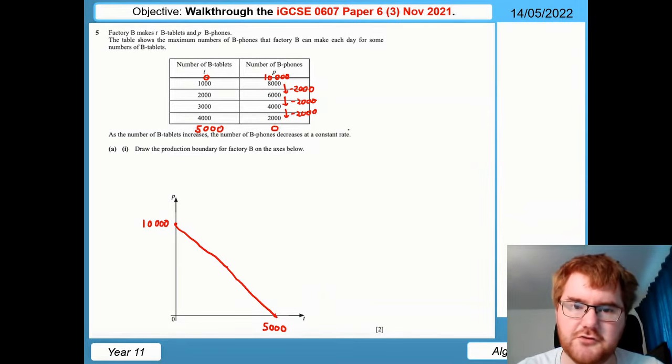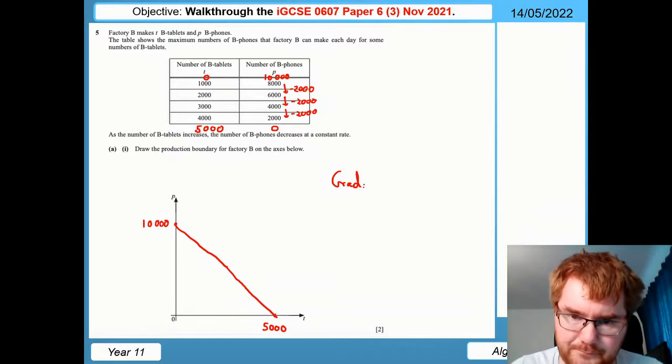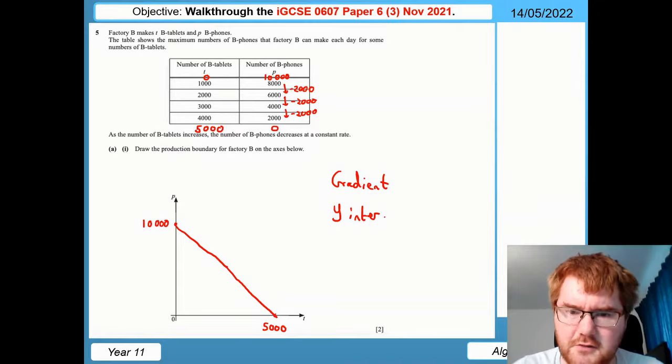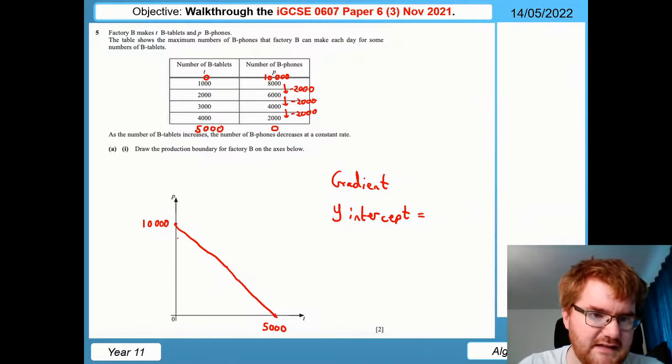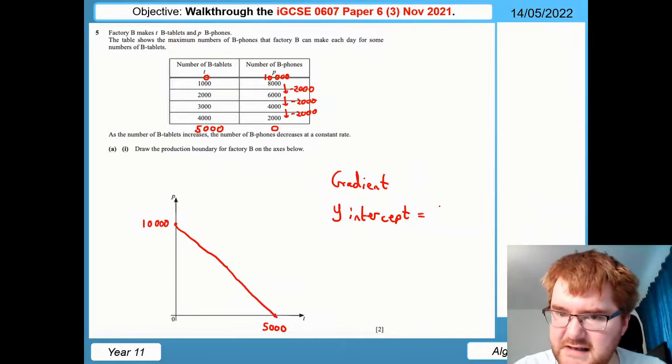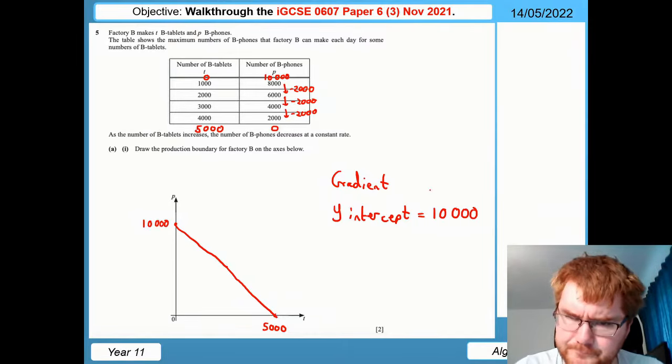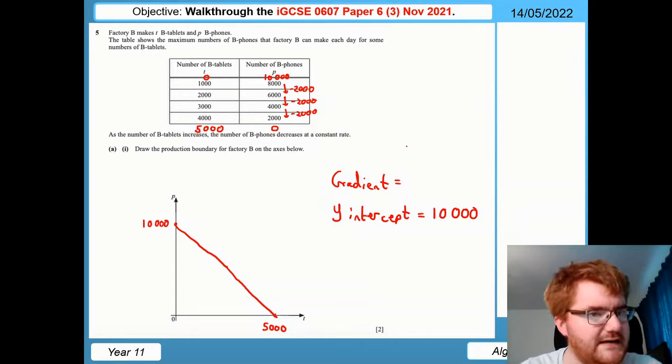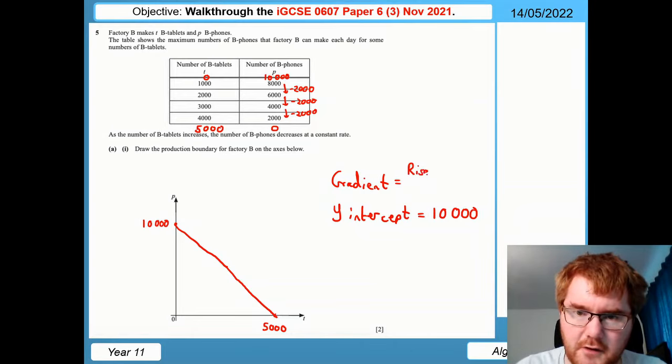So to find the equation of a straight line, we need the gradient, which we'll work out in a moment, and the y-intercept. Now we already know the y-intercept from what we did in the first part of the question. Where does it cross the y-axis, or p-axis in this case? Well, that's going to be 10,000. And remember, to work out the gradient, we need to do rise over run.